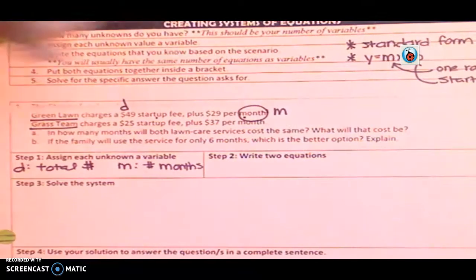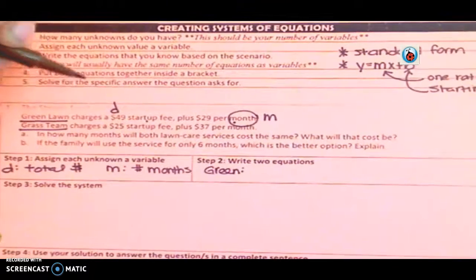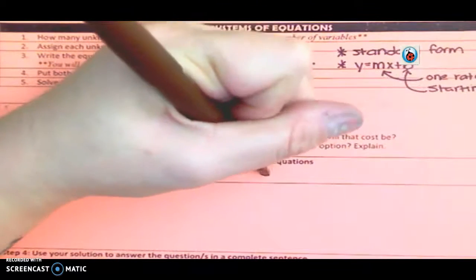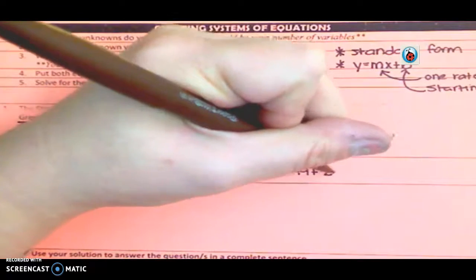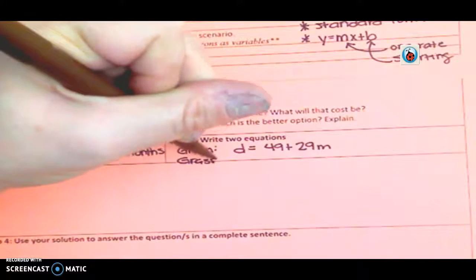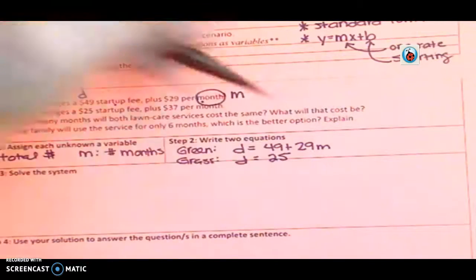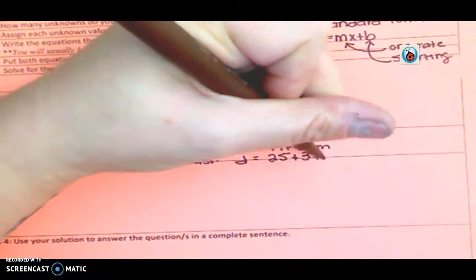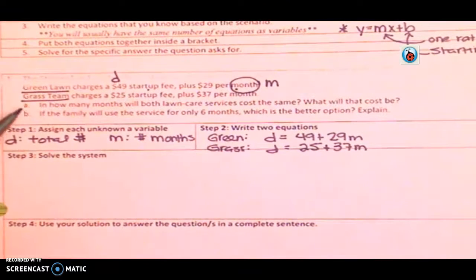All right, so I'm going to have two equations. I've got my Green Lawn. Their total amount of money is going to be $49 plus $29 per month. And then for the Grass Team, their total is going to be $25 plus $37 per month, right? All right, so there's the setup.